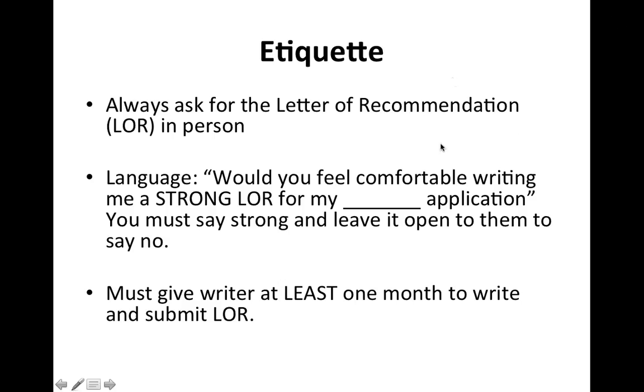Okay. So there's an etiquette. Absolutely, it's very important that you ask for your letter of recommendation in person, okay? In person. Over the phone, over text, over email, just doesn't cut it. You have to do it in person, if at all possible.